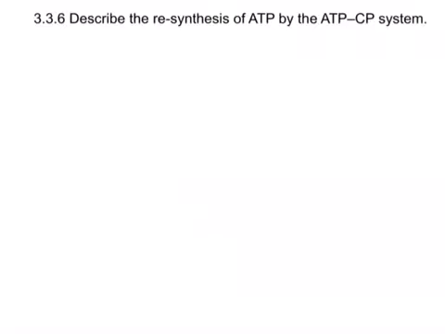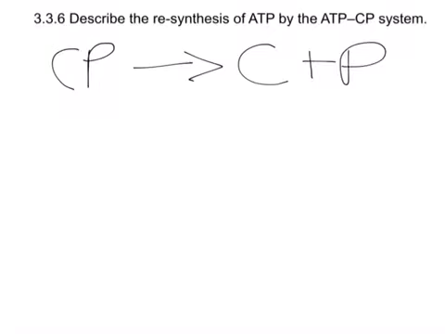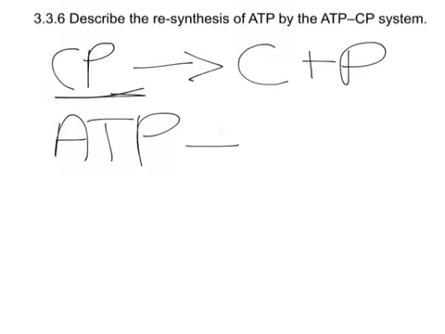To provide energy for the resynthesis of adenosine triphosphate, the phosphate creatine system goes through a very similar process to the original breaking down of adenosine triphosphate. CP, creatine phosphate, is broken down to C plus P, and this breaking of the bonds between C and P releases the energy, similar to ATP to ADP plus P.